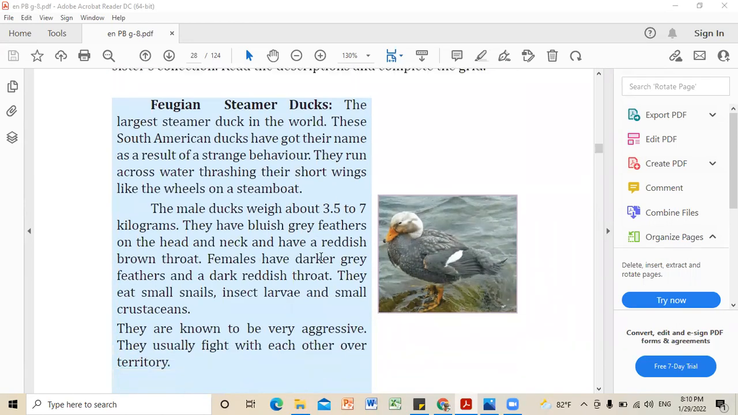Right. So, Hirusha, would you like to read this? Yes, teacher. Okay, you can read. What is Fujian? Fujian, right? So this Fujian means it is like a country.